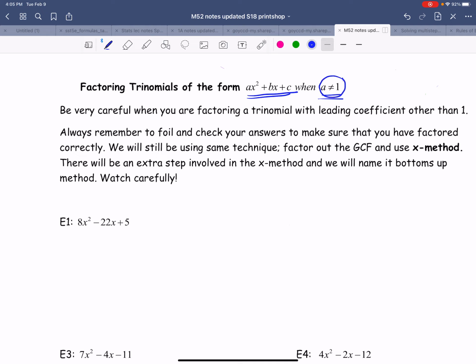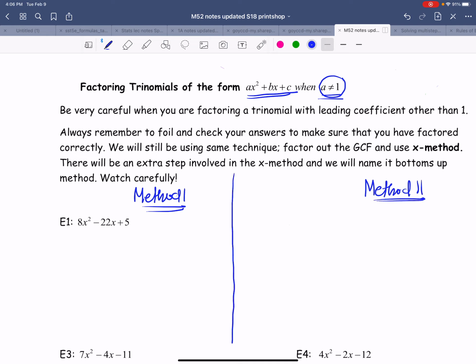And we could skip the middle step where we factor by grouping and quickly jump to the factors by looking at the special numbers we found in the x method. Now, when a is not equal to 1, things are a little different. So here's our first example, 8x squared minus 22x plus 5. I'm going to show us two methods, and I'm happy with either one you pick. I will usually pick method 2 because I think it's faster.